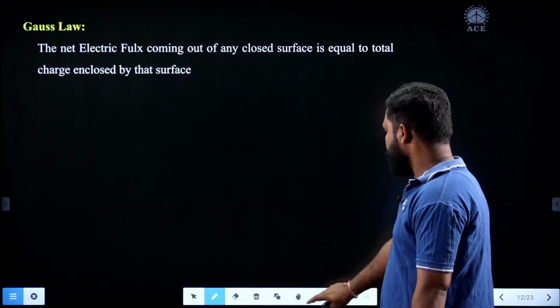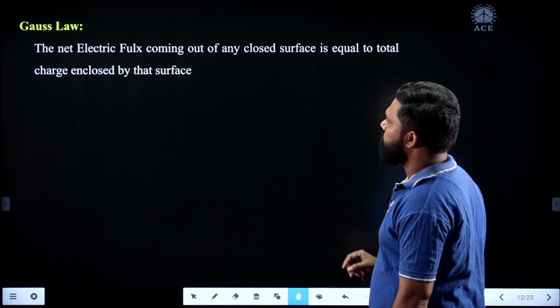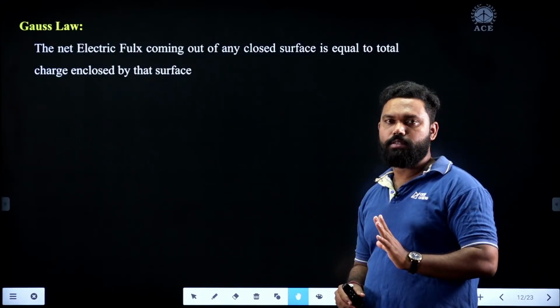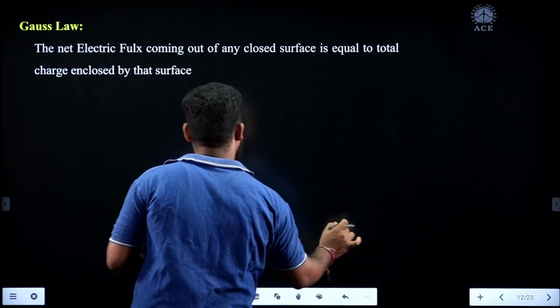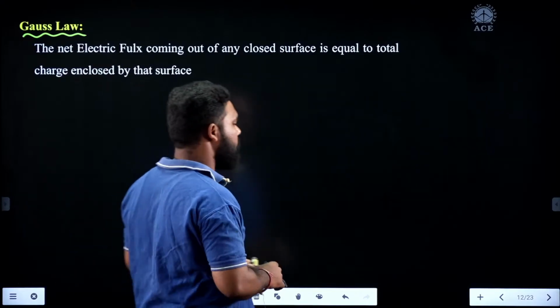What is the Gauss law? There are only two lines that need to be remembered from the Gauss law. This is also important. What is the Gauss law? How can you remember this Gauss law in short? Read out the statement that I have given for the Gauss law.